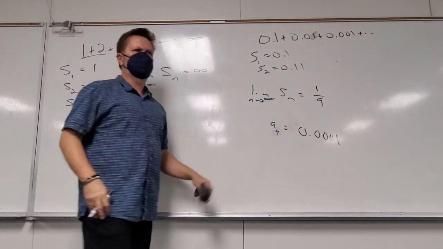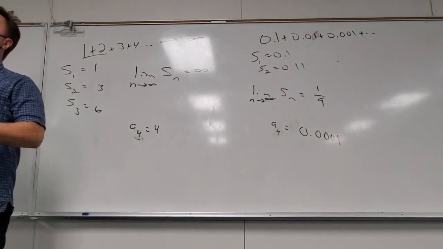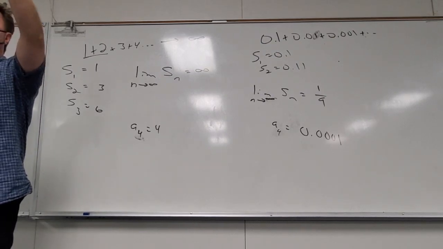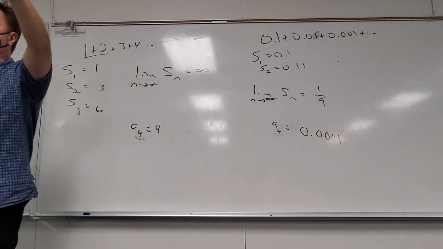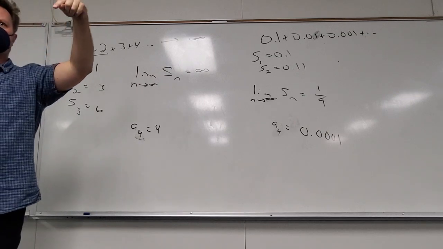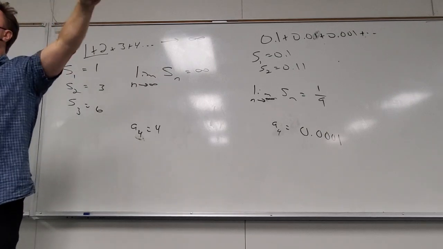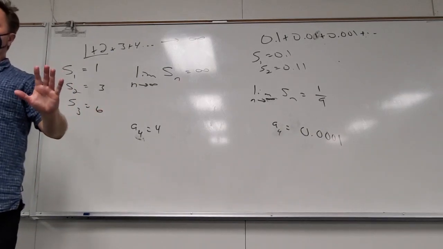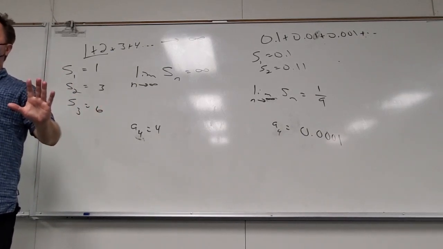Okay, so a sub n represents the individual term of the sequence. S sub n is adding everything up to that term. Partial sums, I love it. Okay, how you guys doing?